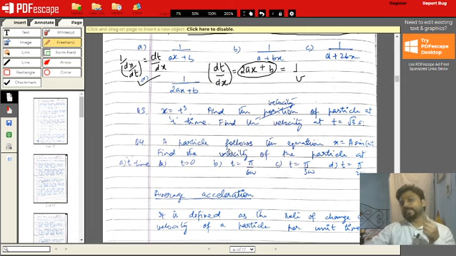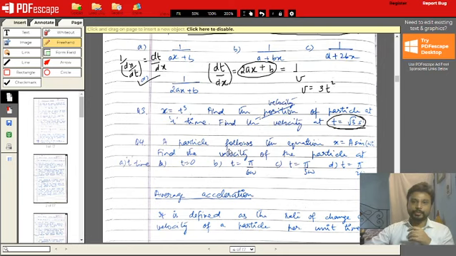x is equal to t cube. Find the velocity of the particle at time t equal to root 3 seconds. So here we simply differentiate the value of x. When we differentiate x, we would get velocity is equal to 3t square, and we put root 3 over here, so we would get 3 into 3, that would be 9 meters per second.